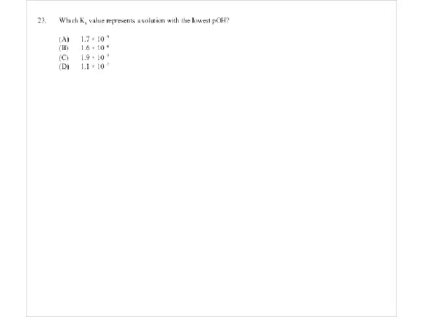They like to play around with this concept of strength and positioning on the table and things like that. And they like to play around with twisting it around and writing it in terms of acids or writing it in terms of the base. So in this particular question it's saying, which Ka value represents a solution with the lowest pOH? Okay. Well, what we've got to watch out for here is we're saying which acid is going to have the lowest pOH.